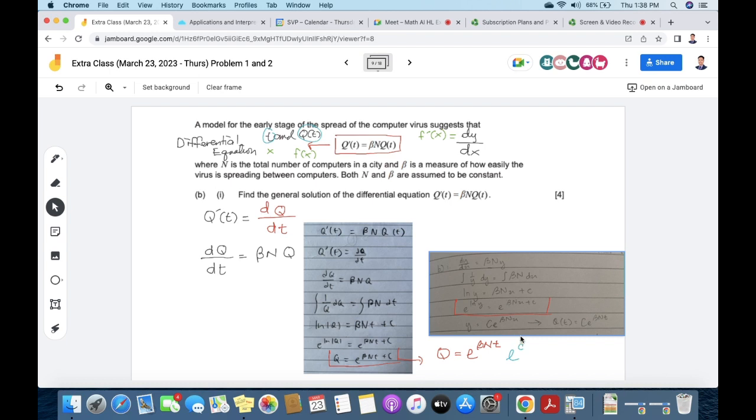Yeah. But then, this e to the power of c will still be a constant. It's another constant. So we can assume it using another letter. As for Kanya, don't use the same letter so that you won't be confused. So you can just say let A or let M or R, P equal to e power of c. So we can write this as Q is equal to P times e to the power of beta n t. So it's the same as what Kanya has written, only that I'm using another letter here. Clear?